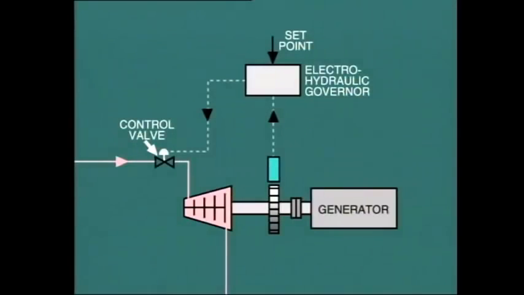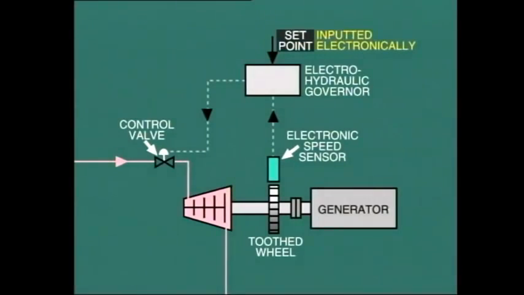On modern machines, it's more common to use an electronic type of speed sensor and an electro-hydraulic governor. In this arrangement, a toothed wheel is fitted to the shaft. An electronic sensor measures the pulse rate produced by the toothed wheel, and from this calculates the turbine speed. The electronic signal is then processed and converted into a mechanical output that then operates the pilot valve in the normal manner. In these governors, the set point and other adjustments are, of course, inputted electronically to the processor.